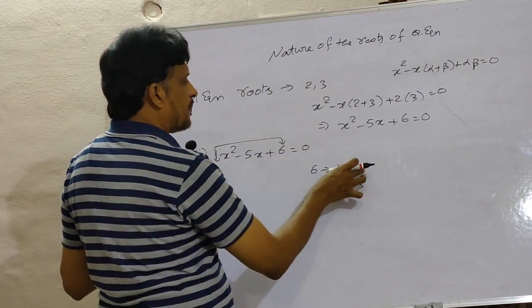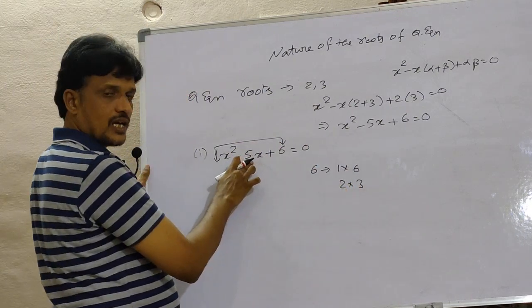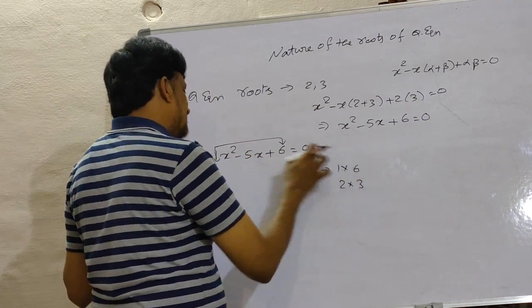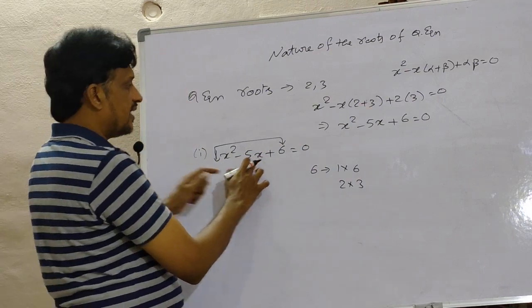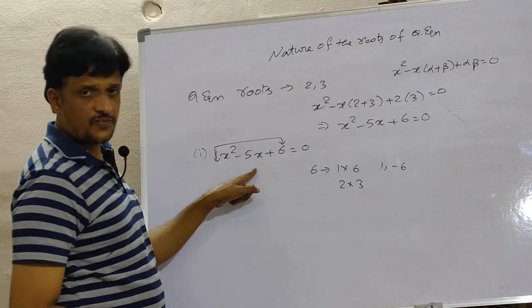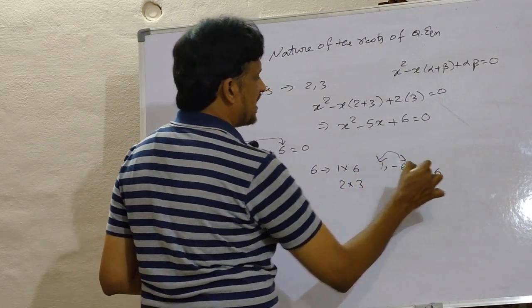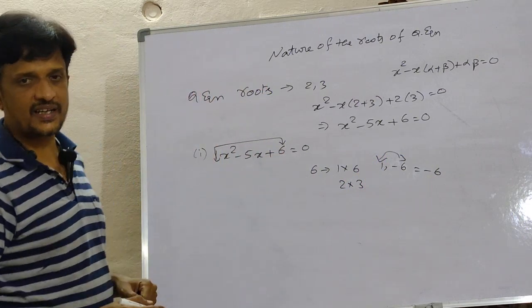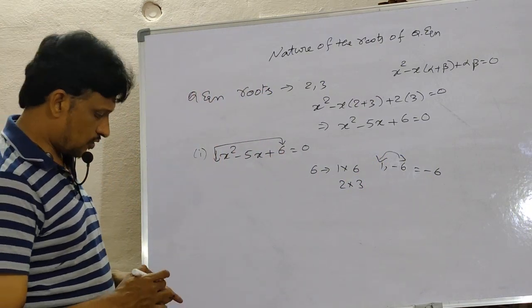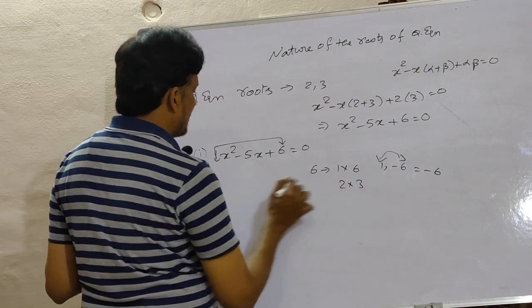But the sum of these two, 1 plus 6, is 7, which is not the required one. 6 minus 1 is 5, not the required one. 1 minus 6 gives minus 5, that is okay. But if you choose 1 and minus 6, the sum is minus 5, but the product is 1 into minus 6, which is minus 6, where the required one is plus 6. So this is the important case here.